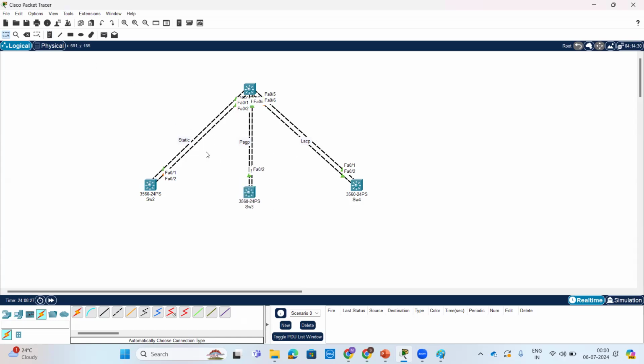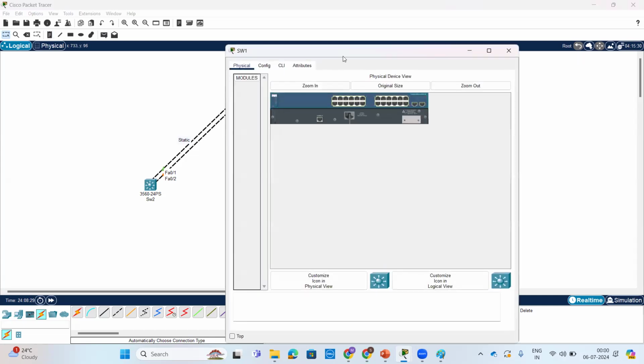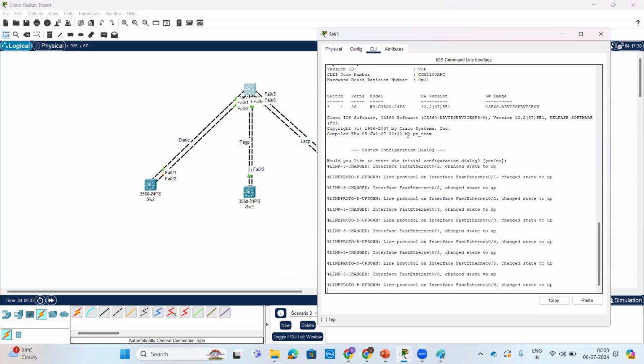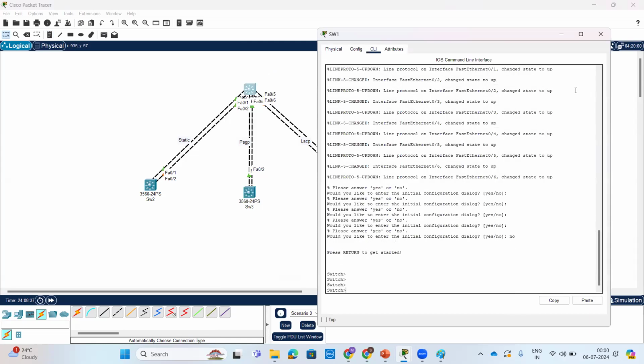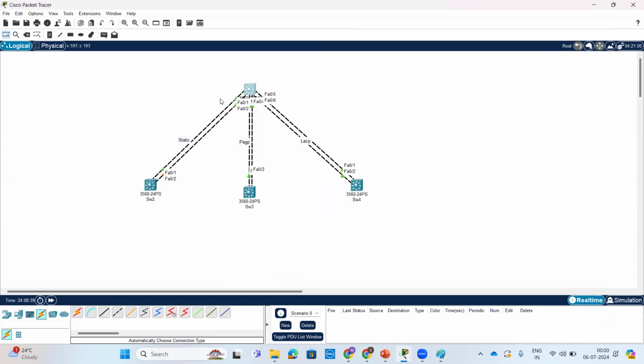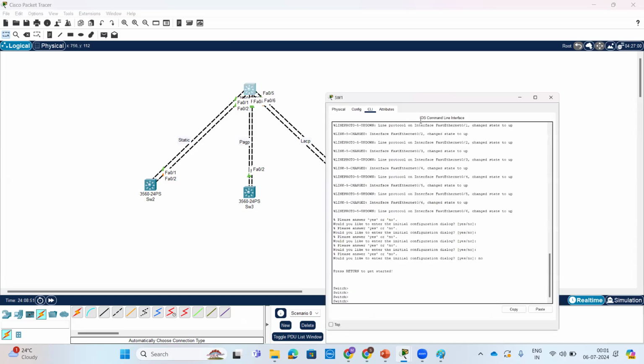In between, I have taken two links only. Fine. Now move to switch 1. Understood the topology. Here we'll take static, and these two are the dynamic modes. In that we'll use PAGP in between and LACP in between. Now we'll verify.